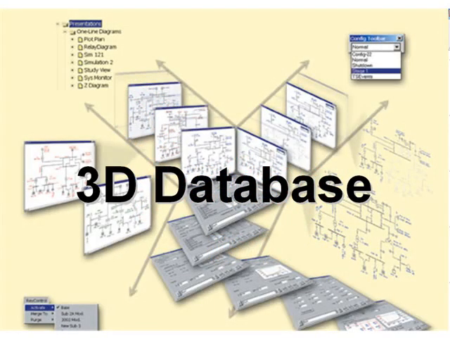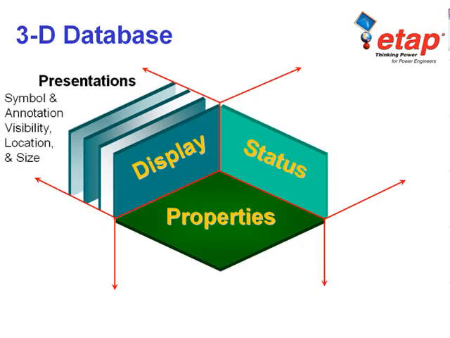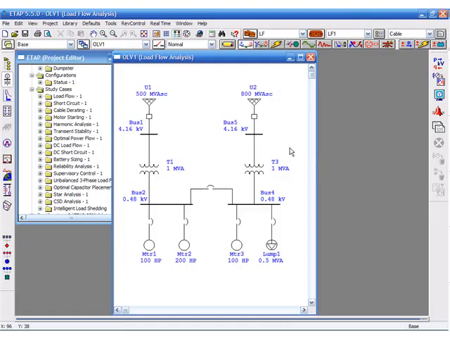A three-dimensional database is made up of three components, one of them being presentations. In the ETAP project, there's only one presentation called OLV1, or One-Line View. Click on the New Presentation button and OLV2 will be created.